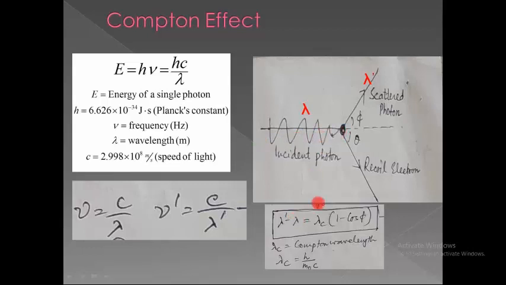Its wavelength is lambda. And after knocking the electron, that photon will move with a particular wavelength. That wavelength is lambda dash. And what is the relation? Lambda dash, that means scattered photon wavelength, minus lambda, incident photon wavelength, is equal to lambda c, which is a constant, into 1 minus cos phi. And what is phi? Phi is the scattering angle of the photon.